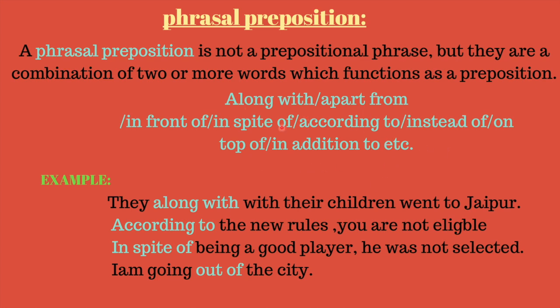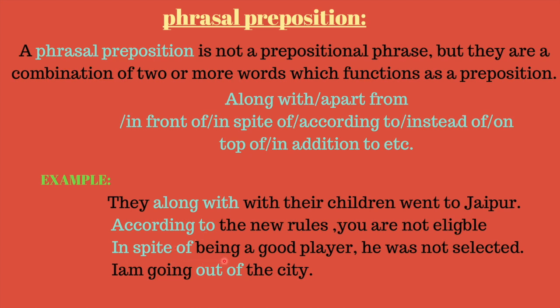These are all phrasal prepositions. As you can see on your screen, they are a combination of two or more words functioning as a preposition. The examples will clarify it. They, along with their children, went to Jaipur. So here, along with is a phrasal preposition. According to the new rules, you are not eligible. According to is a phrasal preposition.